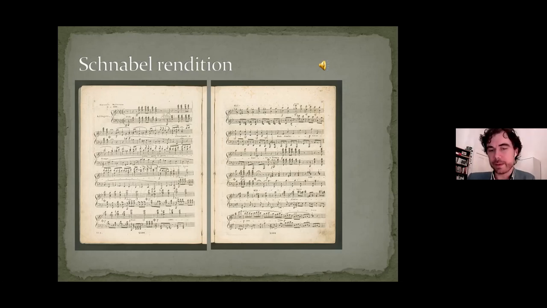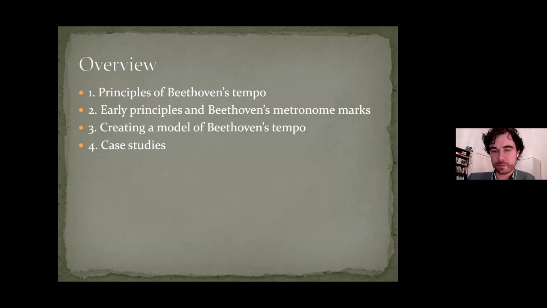Now, I will do this first by outlining the principles of Beethoven's tempo as articulated in his earliest writings, and then I will show how these correspond to the metronome marks that he produced some years later, and present a model of his sense of tempo. And finally, I will discuss two short case studies that demonstrate how this work can lead to artistic decisions that would not otherwise be made.